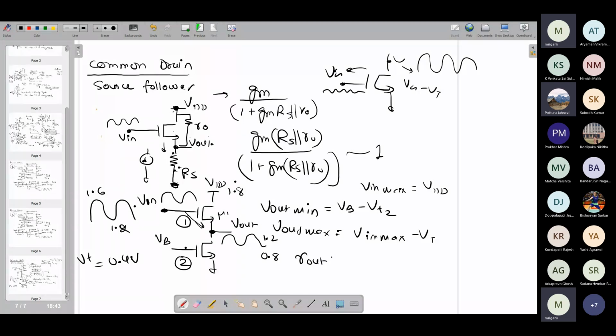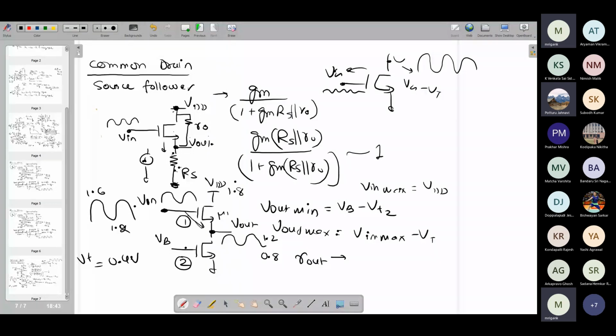This is a common drain amplifier, and generally this is used as a buffer stage. It is supposed to provide a lower output impedance. Especially this is helpful when you are driving a large capacitive load or a small resistive load.